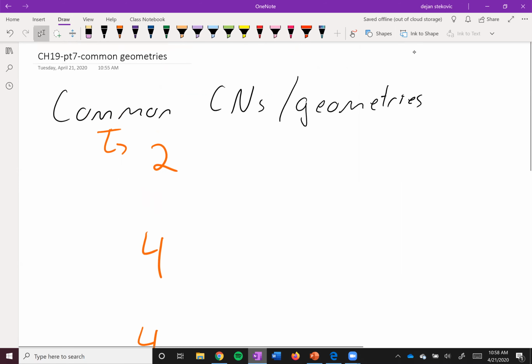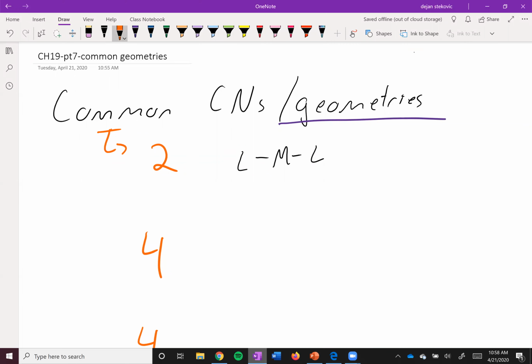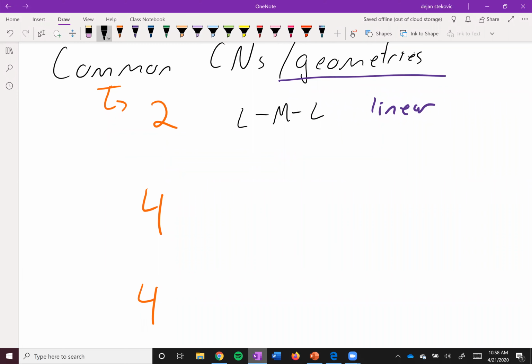So when we have these different attachments, we can have different geometries, right? Different geometries. And so if we think about 2 attachments, we have some kind of metal with 2 ligands in it. If you think back to Chem 101, you should be able to solve that this is going to be a linear geometry. So it's kind of like ML2. Here we have kind of like an ML4 situation.